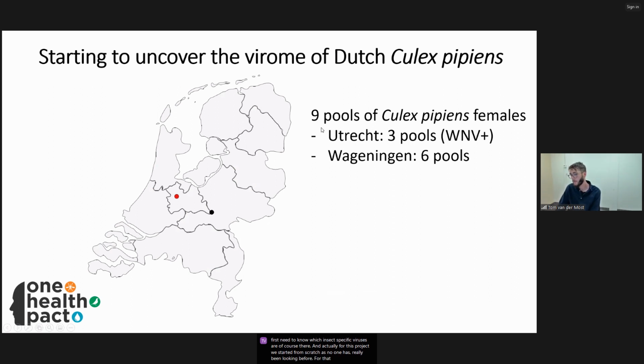For this, we started from 9 pools of Culex pipiens females. 3 of those pools came from Utrecht, which are actually the pools that turned out to be West Nile virus positive in the summer of 2020. And in that same summer, 6 pools were collected in Wageningen, a bit more eastern of the country.